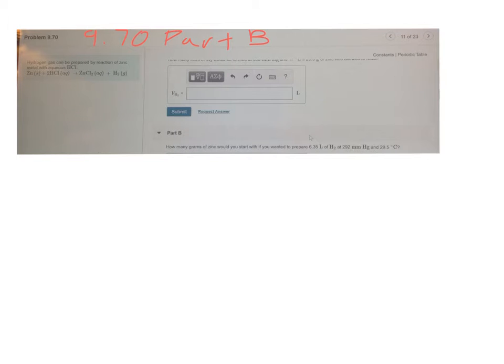Part B. Hydrogen gas can be prepared from the reaction of zinc metal with hydrochloric acid. And we're looking at Part B only. How many grams of zinc would you start with if you wanted to prepare 6.35 liters of hydrogen at a pressure of 292 millimeters of mercury and 229 degrees Celsius?